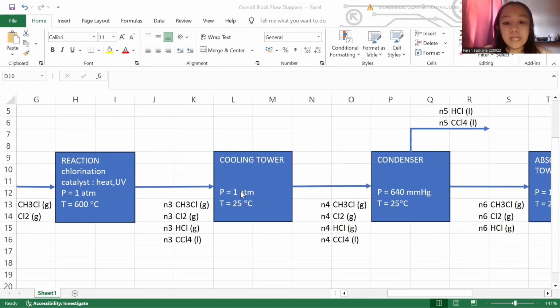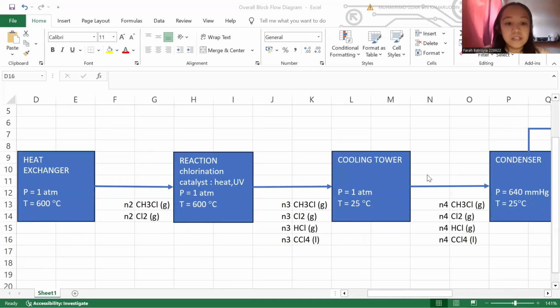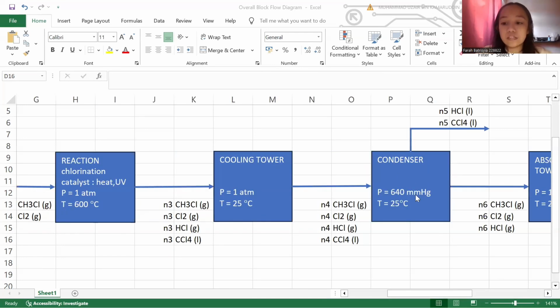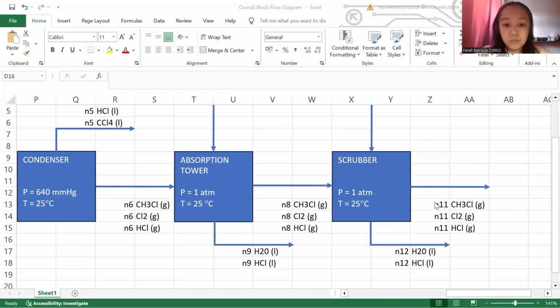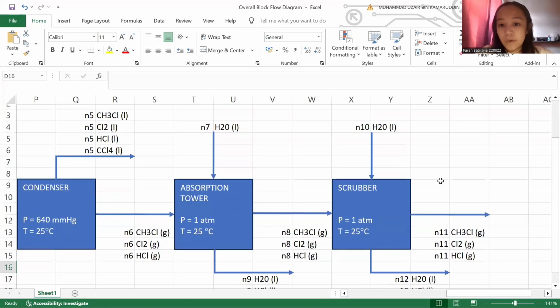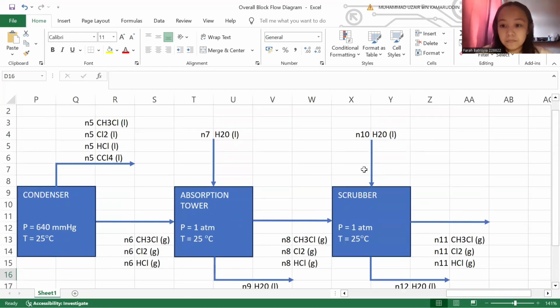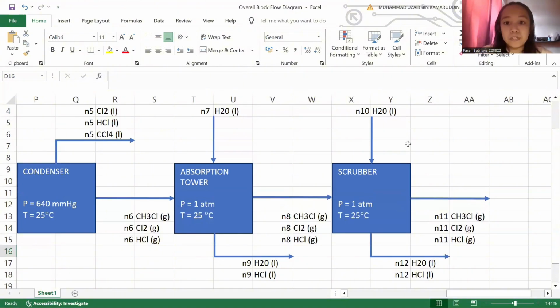It is to cool down the process to 25 degrees Celsius and 1 atm, and then to enter the condenser. In the condenser, it is used to separate liquid and gas. So the gases will enter the absorption tower. The main intent of the absorption tower is to create very pure HCl, which is what we need, and remove the impurities. And then the scrubber, we use a wet scrubber, so we use water. So we remove all the impurities.